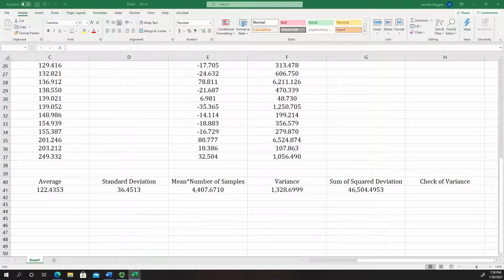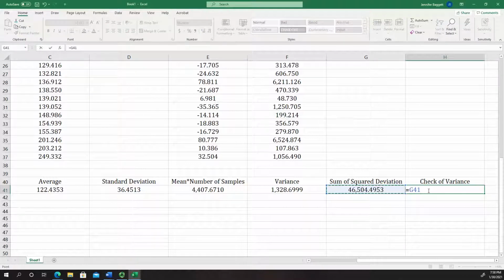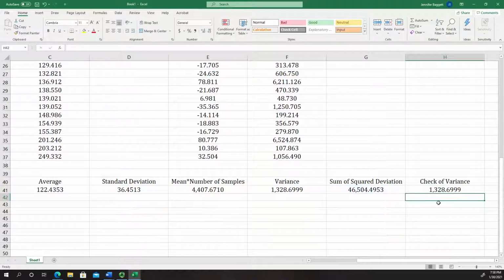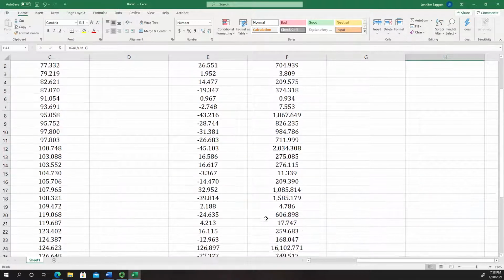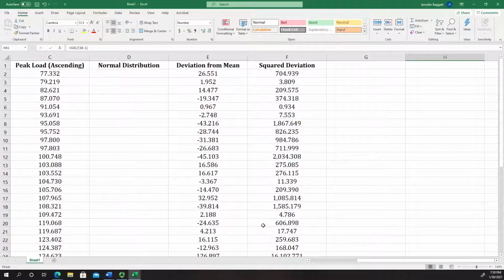The last numerical value that we want to do is our check of variance, and this is mainly just to make sure that we've checked our variance correctly and that it follows the same equation in terms of the sample versus population set. So our check of variance will use our sum of squared deviation divided by our number of samples, which is 36, minus 1. And that gives us 1,328.7 approximately, which is the exact same value the Excel calculated value gave us. So that completes our calculated values that we need for our lab handout.